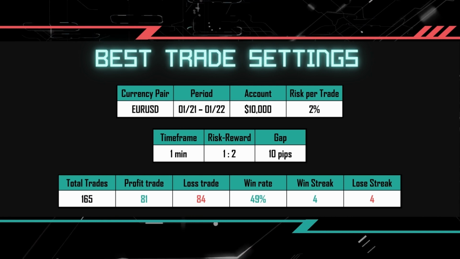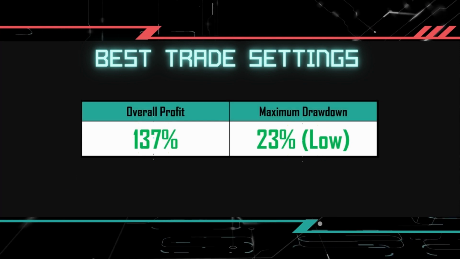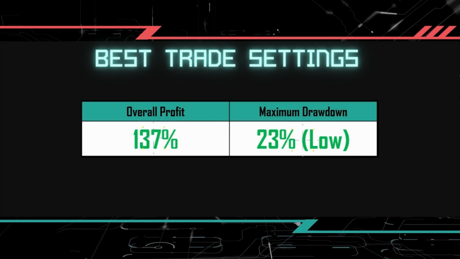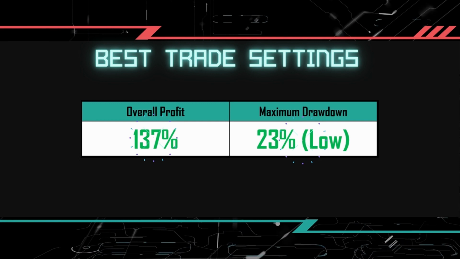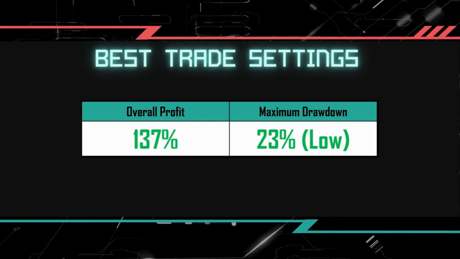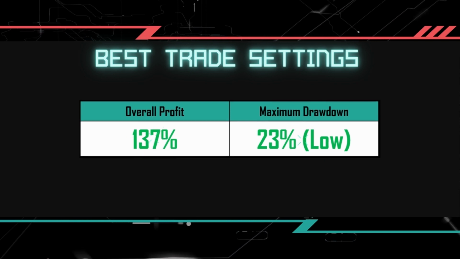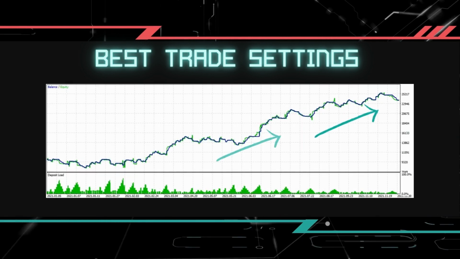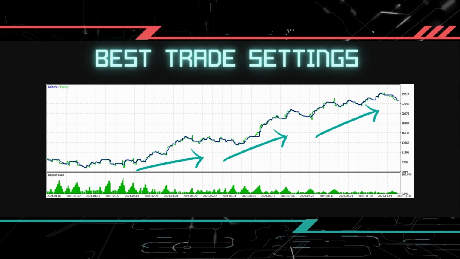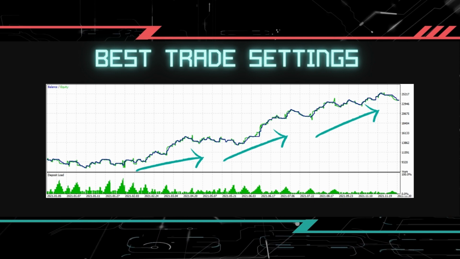By risking 2% of the account for each trade, there is a total of 137% increase in the account balance by using this strategy, and the overall equity drawdown that we have encountered was 23.04%, which met our requirement of less than 25%. Looking at the equity chart, we can see that the balance amount is increasing gradually throughout the year. There is no doubt that this strategy is indeed profitable in 2021.